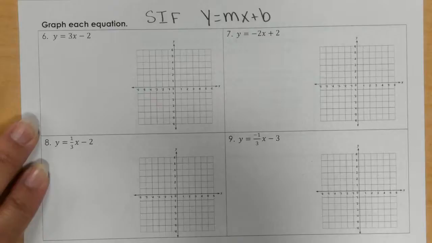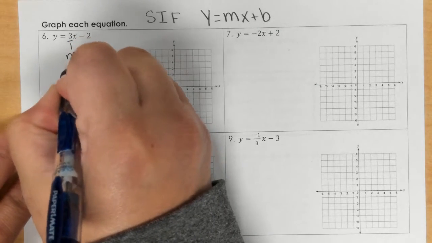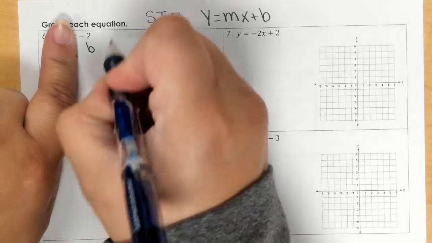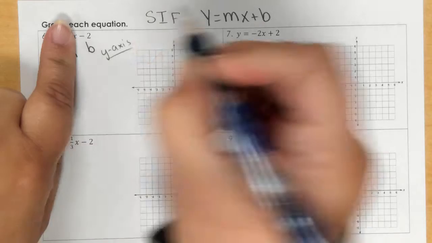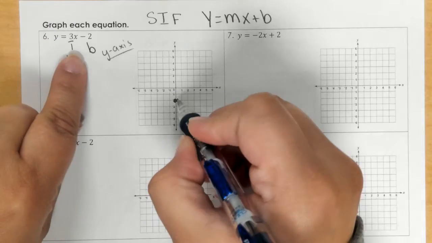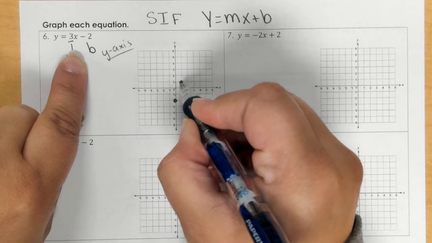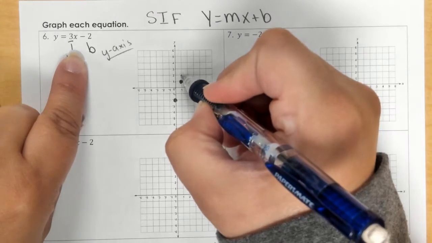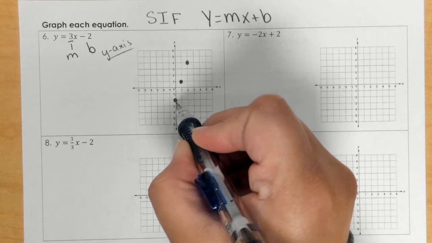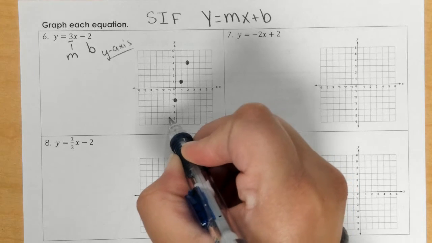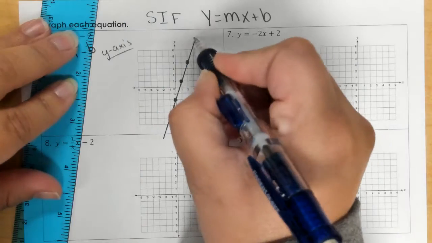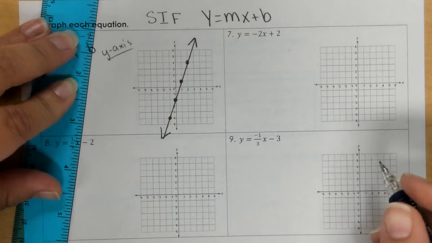So for all of these, I want to label my m and my b, and I begin on the y-axis with the negative 2. So y-axis at negative 2, and then I'm going to go up 3 and right 1. Up 3, right 1, and then the same thing but going backwards, so I'm going to go down 3 and left 1. Make sure you draw a line covering the graph and you have arrows on both sides.